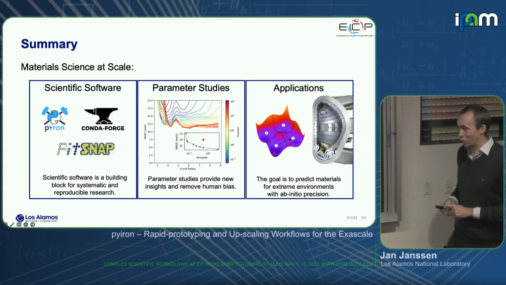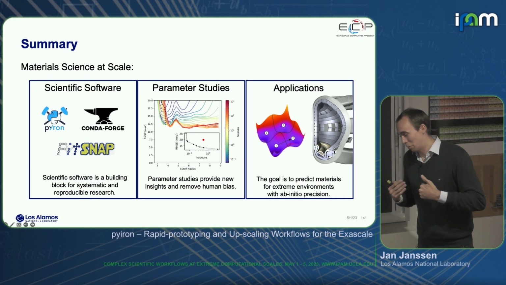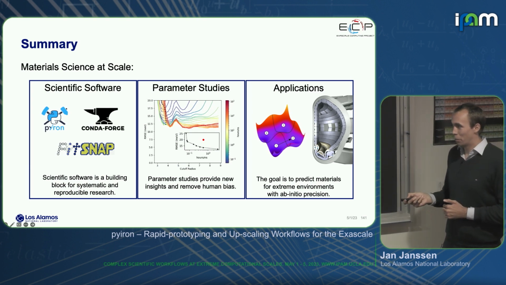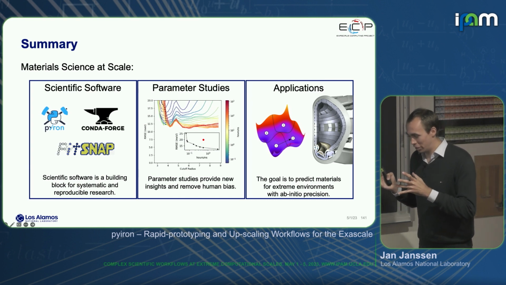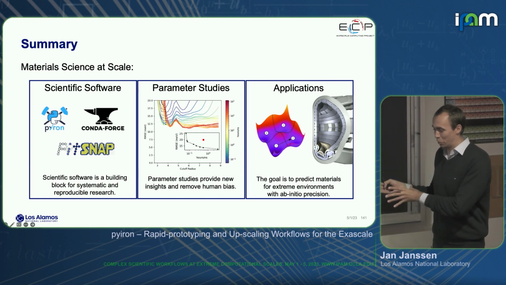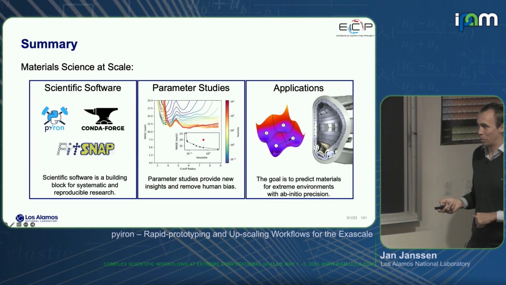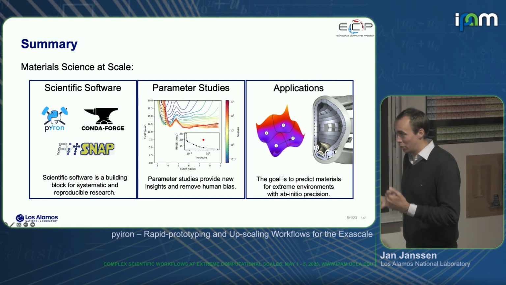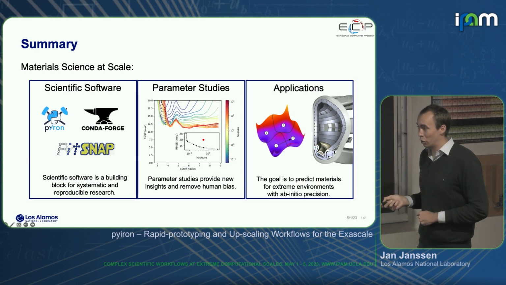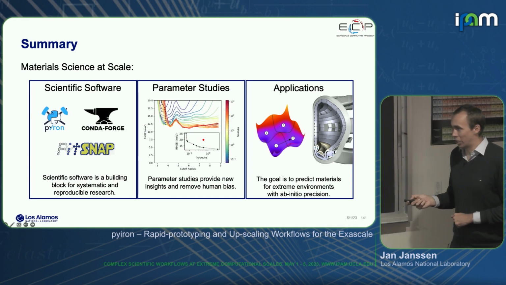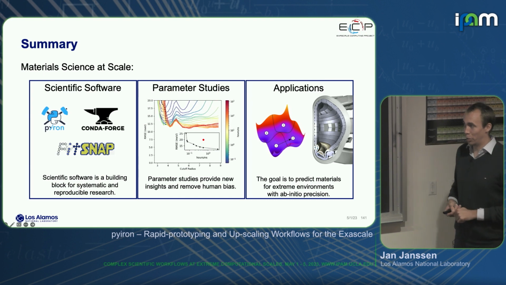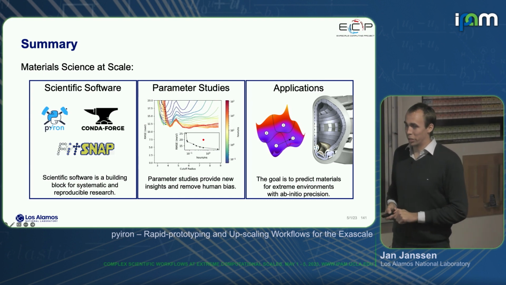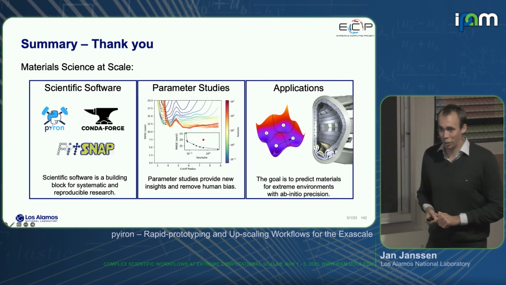I hope I was able to show you that what motivates me to develop Pyiron is really this being application-driven, right? So we start on the application, we think about, okay, what do we need to predict new material properties? What are maybe parameters that we haven't understood? Then we do parameter studies on those parameters to build the understanding there and maybe remove the human bias. And finally, all this is enabled by scientific software. I talked a lot about Pyiron, a little bit about the Conda Forge part or the FitSNAP project. And with this, I'd like to thank you for your attention.